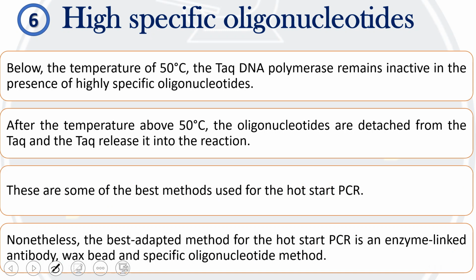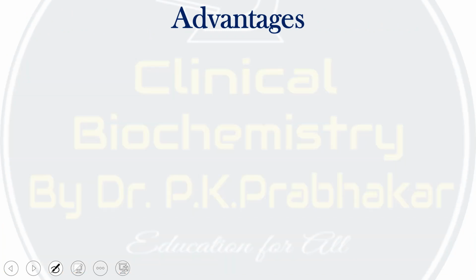Nevertheless, the best adapted method for the Hotstart PCR is an enzyme-linked antibody, wax bead, or a specific oligonucleotide. So out of these 6, the three best processes are either you can use enzyme-linked antibody, which is very costly, then wax bead, and the third one will be a specific oligonucleotide component usage. This is roughly the process of how Hotstart PCR works and why we require Hotstart PCR.